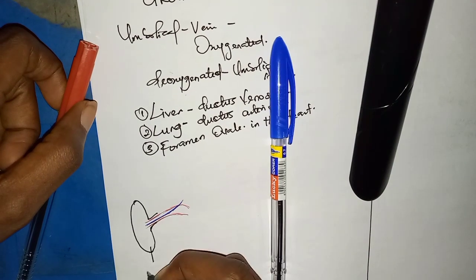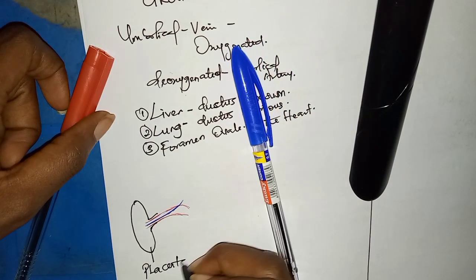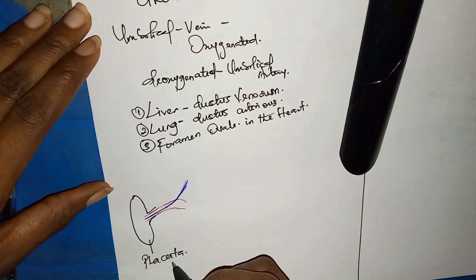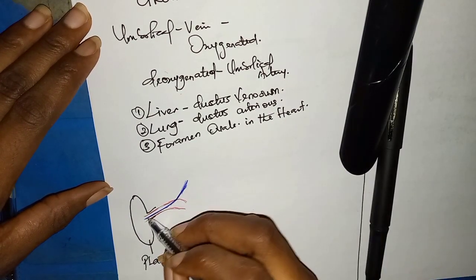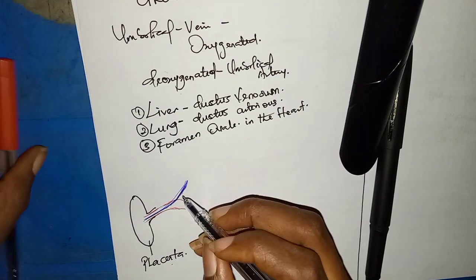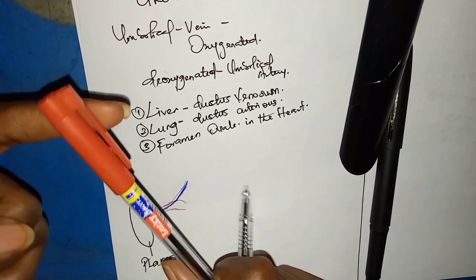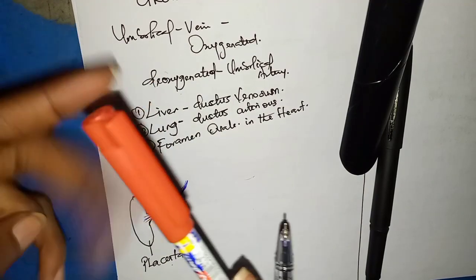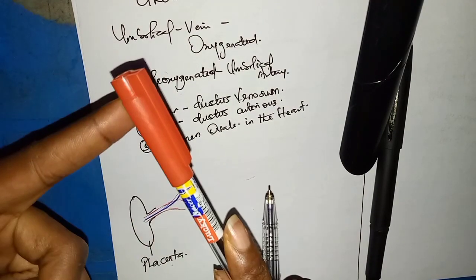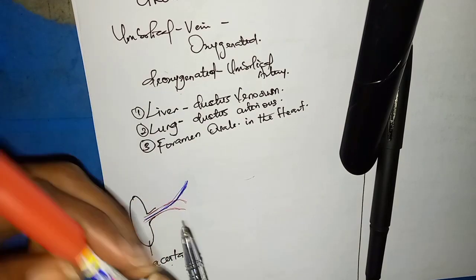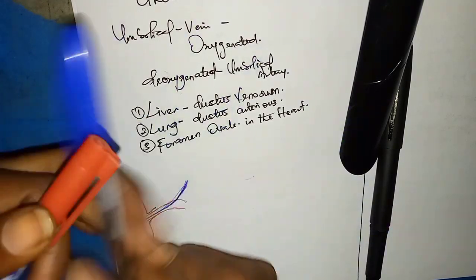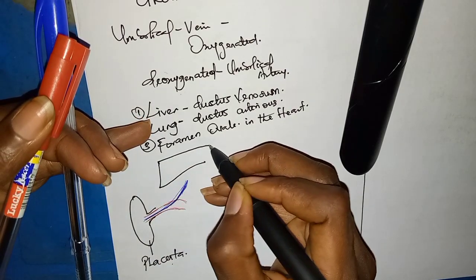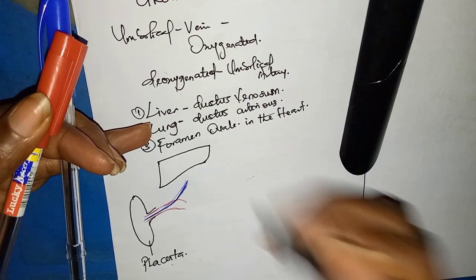So this structure here is our placenta. Now, this blood coming through the umbilical vein is already free from toxins and free from carbon dioxide, which implies that it is purified and it is oxygenated. Now, this is our liver. Don't mind the drawing of my liver.